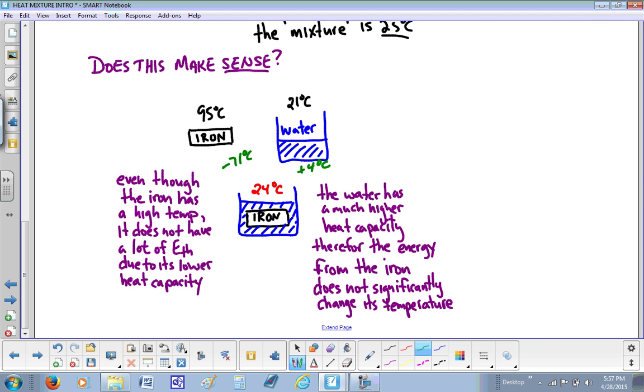Why? Remember, heat capacity. Iron has a very, very low heat capacity. So even though it's at a high temperature, it doesn't have very much thermal energy. And when it gives that thermal energy to the water, it doesn't do very much because the water needs a lot of energy in order to change its temperature. It has a very, very high heat capacity. So does this answer make sense? Yes, of course it does.